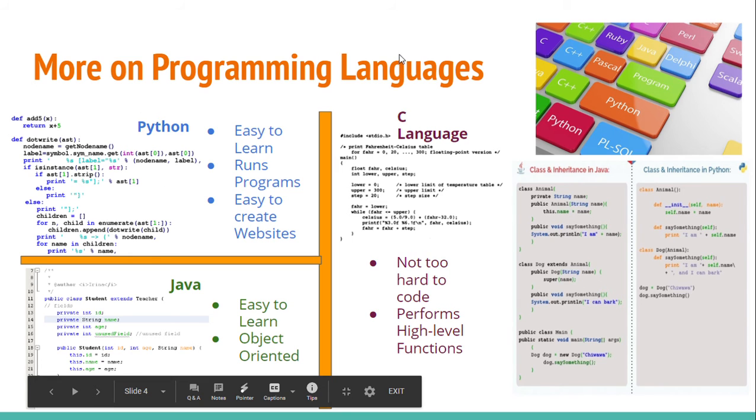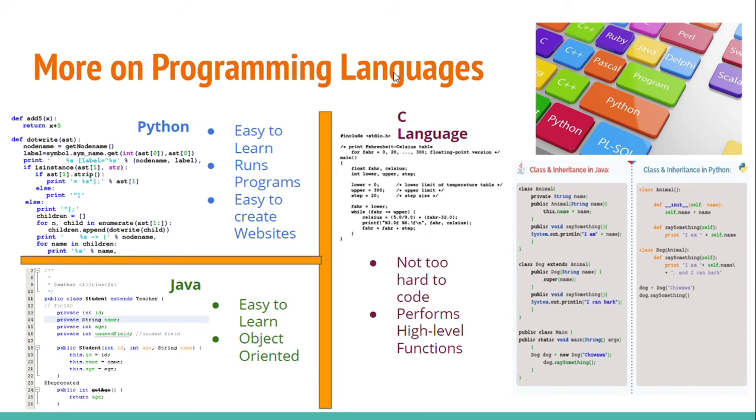So, more on programming languages. As I just discussed, there are different kinds of programming languages, such as Pascal, Java, Python, etc. And each of these languages has its pros and cons. For instance, Python is considered a good language for programming because it is able to carry out all the functions of the computer, such as creating an efficient website and running a program. Python is also very easy to learn.